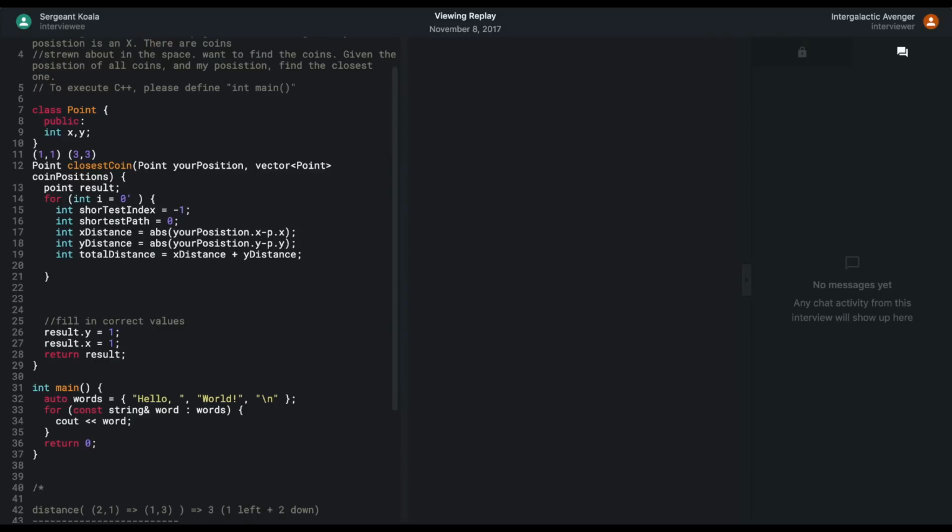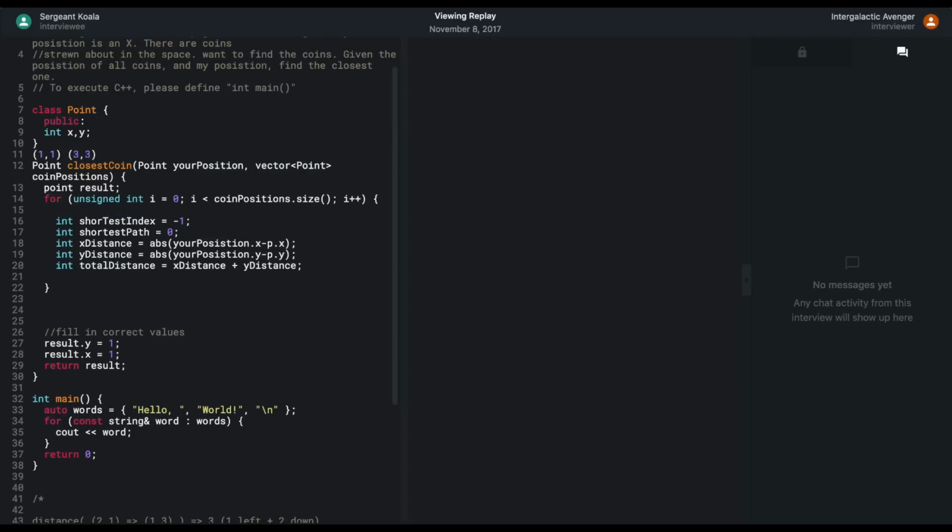Coin position size. I don't have to make this an unsigned int, because otherwise the compiler would complain about that, because size returns an unsigned int. I++, and then the first thing I'll do is grab that point p. I think I used a lowercase letter. Point p equals coin positions of I, rather.